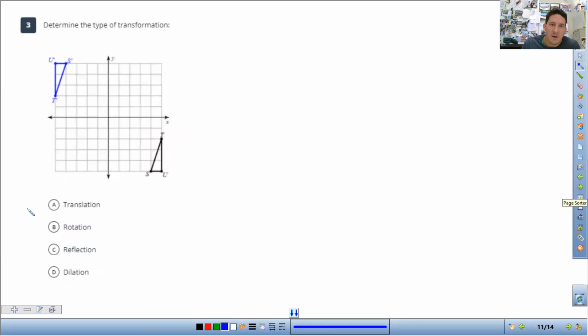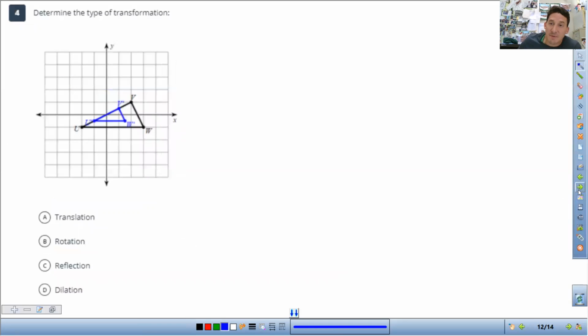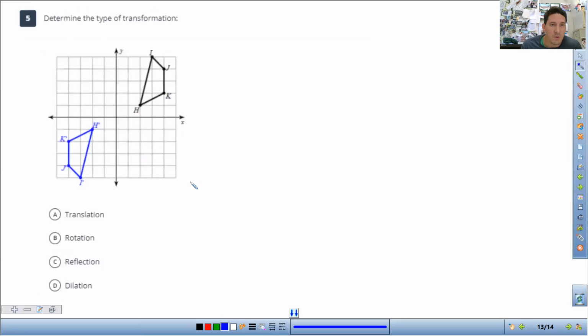Number 3, this shape is getting rotated. We can see it's getting rotated all the way around the point of origin. It is a rotation. This one's probably the easiest to identify. This is a dilation. This one's shrinking. The black shape is the original, and it's going down to the blue shape. That is a dilation.